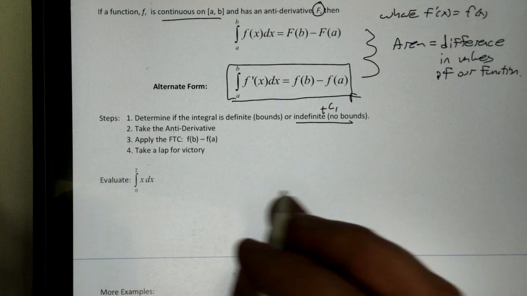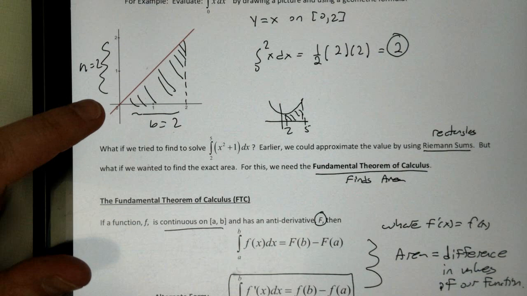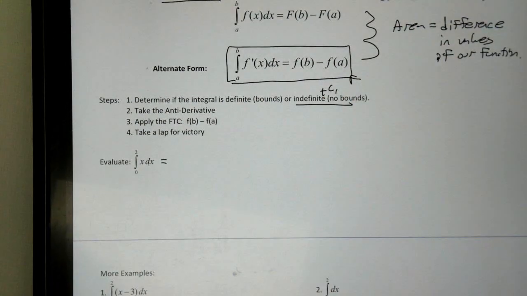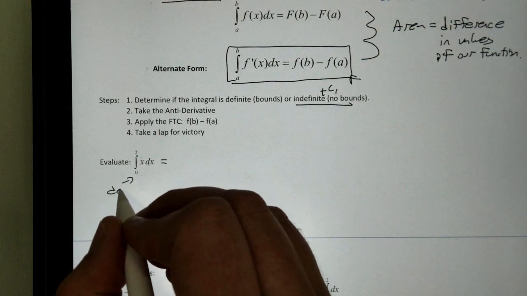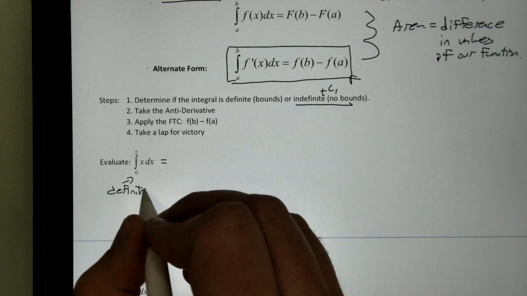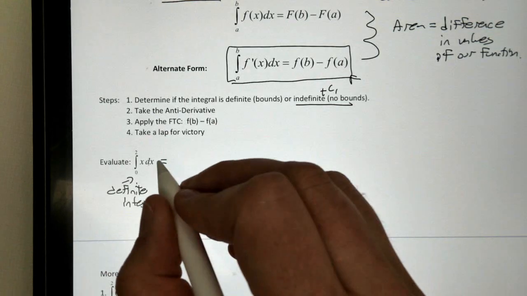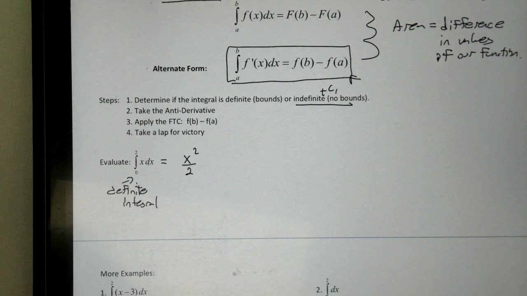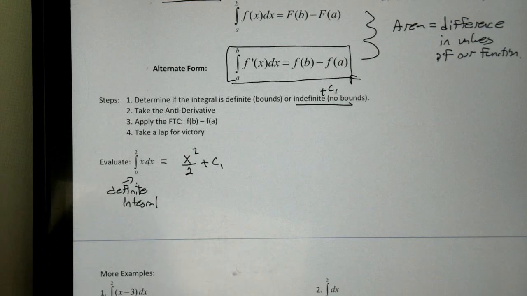So let's take a look at this one right here. This is the same problem as we had above, so we know the answer should be 2. Let's see if we can get 2 if we solve it. Our first step: this is a definite integral. Once I recognize this as a definite integral, I just integrate it. And this just becomes x squared over 2 plus c1. We're going to talk about what happens to the C1 in this problem. Something really neat happens here, which we'll talk about in just a few moments.